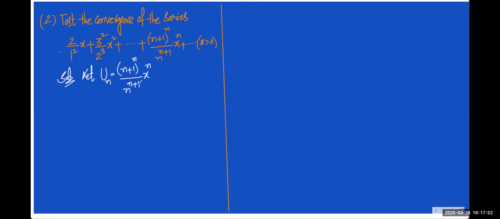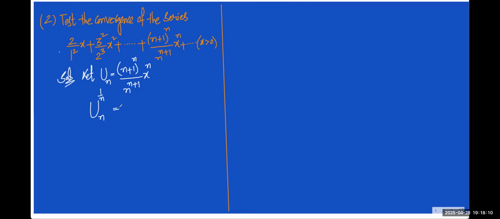Already given, we need not worry. Already there in this question. If you want to check, it is correct only. No, we need not check. I'm not checking because it is already there. Immediately we find out its nth root.